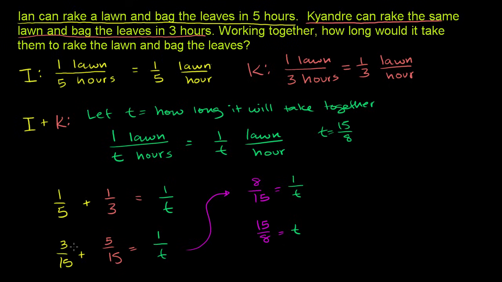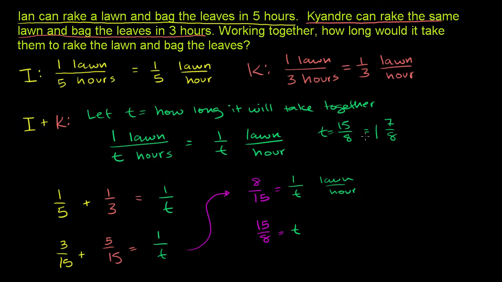This whole time we had lawns per hour. When we flip it, it becomes hours per lawn. So that's exactly what we want. But 15 over 8 is the same thing as 1 and 7/8 hours.